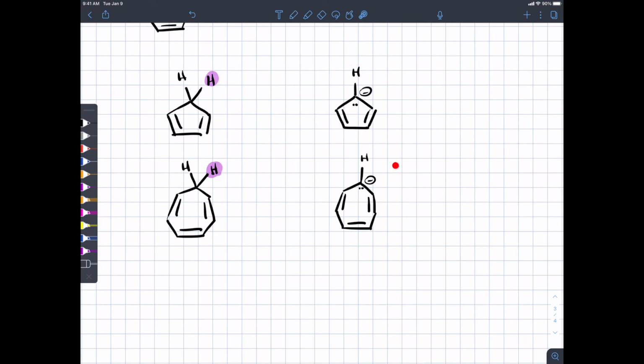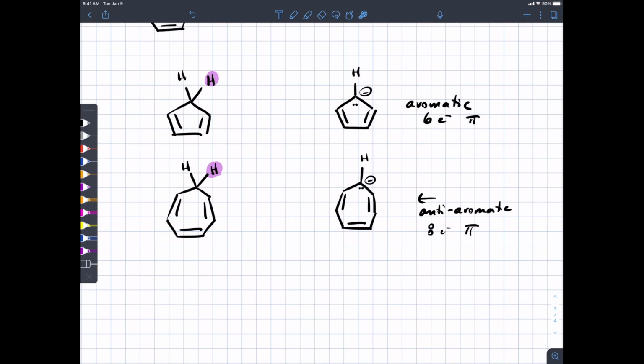Okay, take a look at these and tell me which one is more stable, using what you know now about aromaticity. Go ahead, the one on top. Why? It's aromatic. That conjugate base is aromatic. How about this one? This would be anti-aromatic. How can you tell? 6 electrons here in the pi system, 8 here in the pi system. Okay, so you can use aromaticity to explain why this proton is much more acidic than this one.